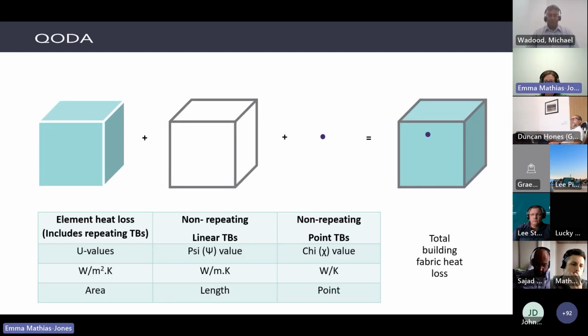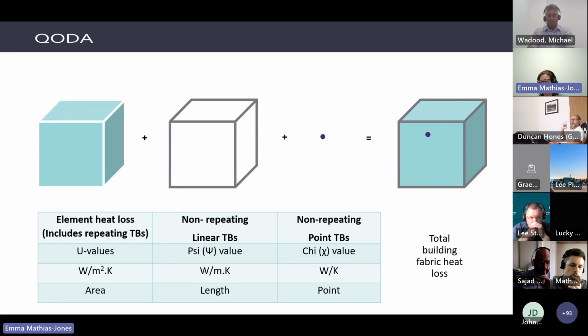So just to summarize that a little bit. On the far left, we've got our element heat loss. That's your walls, floor, roof. That's measured in your U value for a given element, on a per meter squared or area basis. And those include repeating thermal bridges.